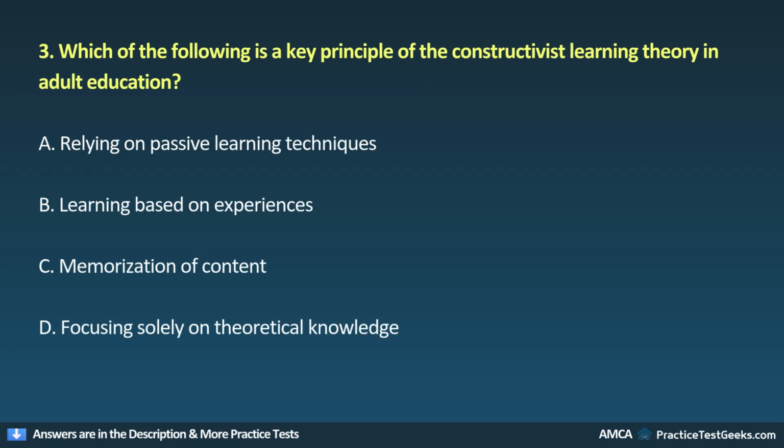3. Which of the following is a key principle of the constructivist learning theory in adult education? A. Relying on passive learning techniques. B. Learning based on experiences. C. Memorization of content. D. Focusing solely on theoretical knowledge.